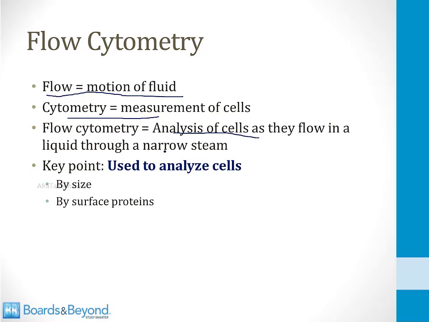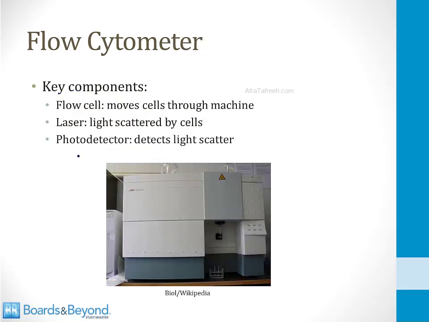And a key point here, and the one that you want to remember for step one of your boards, is that this is a lab technique to analyze cells. We can analyze cells by size, by granularity, by their surface proteins, but this isn't used to study antibodies or antigens or DNA. This is used to study cells. Shown on the screen is a picture of a flow cytometer.